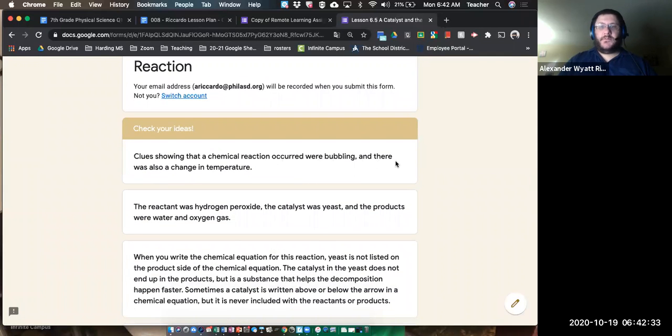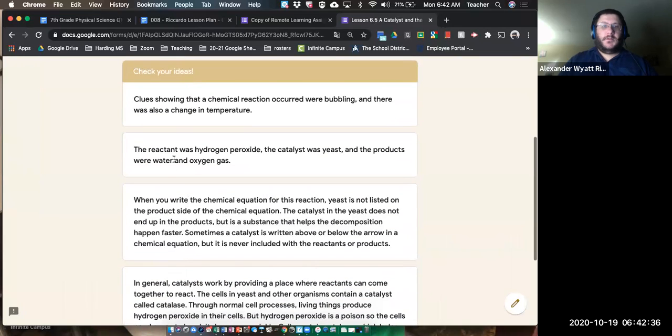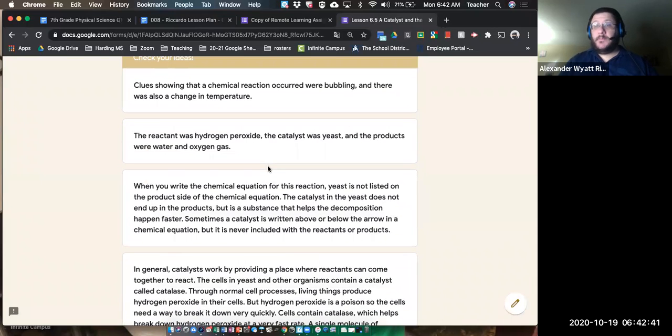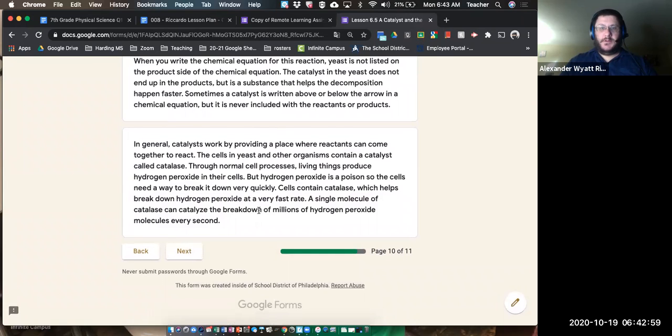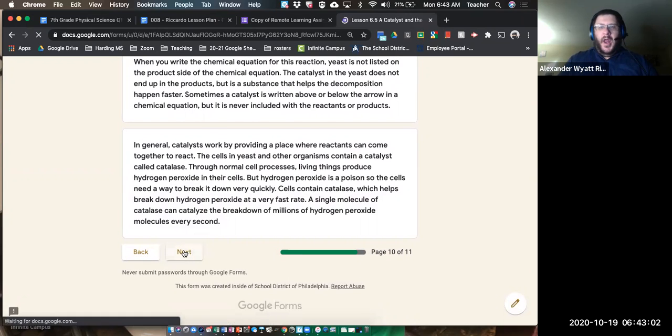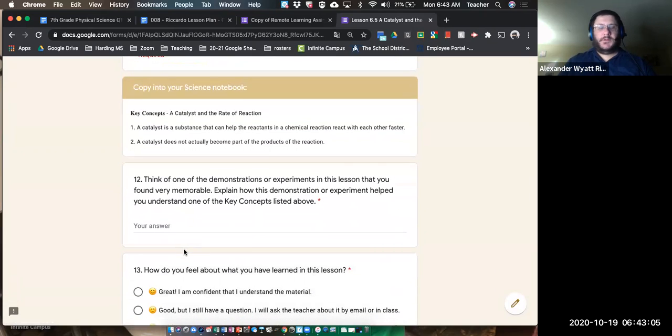You said a chemical reaction is taking place from the bubbles. Yep. The reaction is hydrogen peroxide, the catalyst, the products. All right, cool. When you write the equation, yeast is not listed on the product side. The catalyst is yeast, right? Yeah, but it's neither included in the reactants or the products. No, it's used up. It's gone. Right. So good. So that's it. A catalyst is a substance that can help the reactants in a chemical reaction react faster.